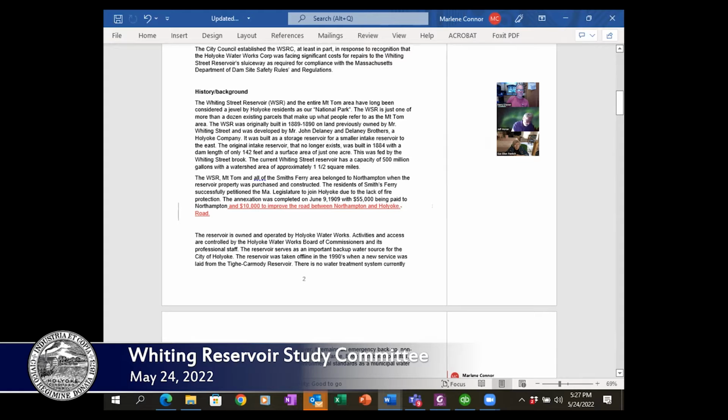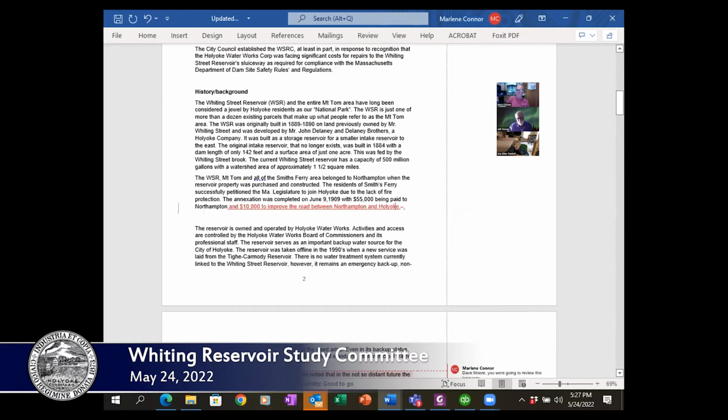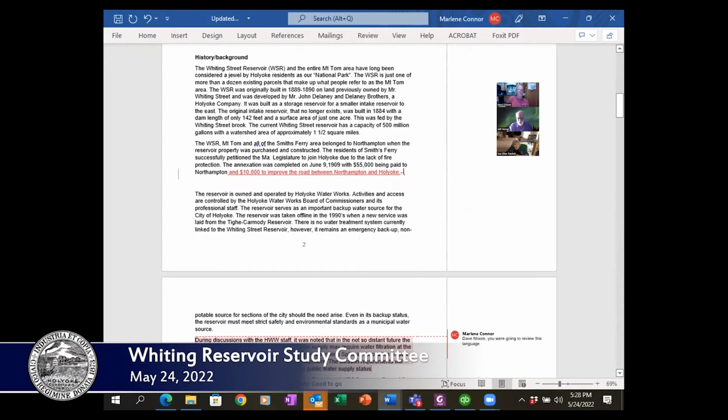You want to take out road after Holyoke? Yeah, right. Northampton and Holyoke. How's Vic doing? Pretty well. I think he needs more to do. I would think you could provide him with that, but I wouldn't want to get too involved in that personally, but still.